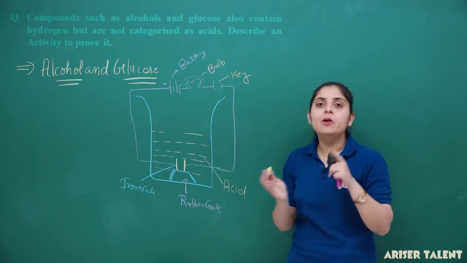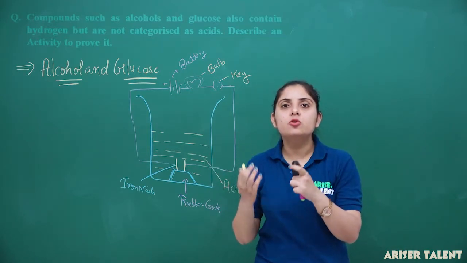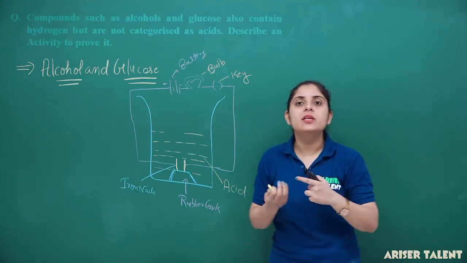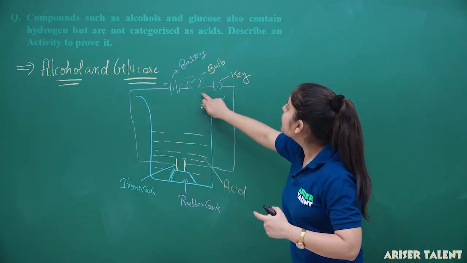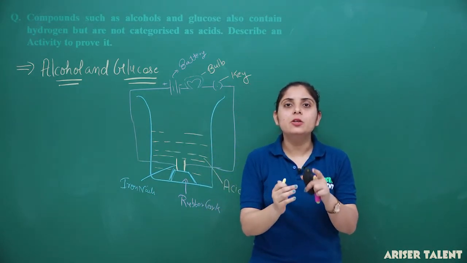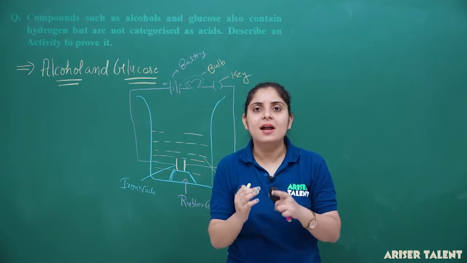The acid that we have taken in the container will dissociate into ions and start producing electricity, or start producing conduction. So what will happen in this case? The bulb will start glowing because the acids have a tendency to dissociate into ions and start conduction.